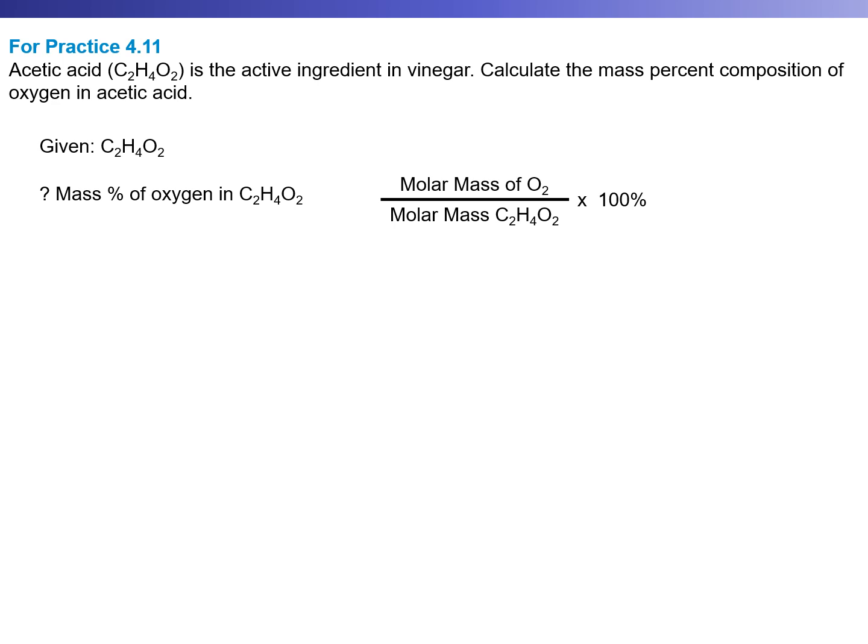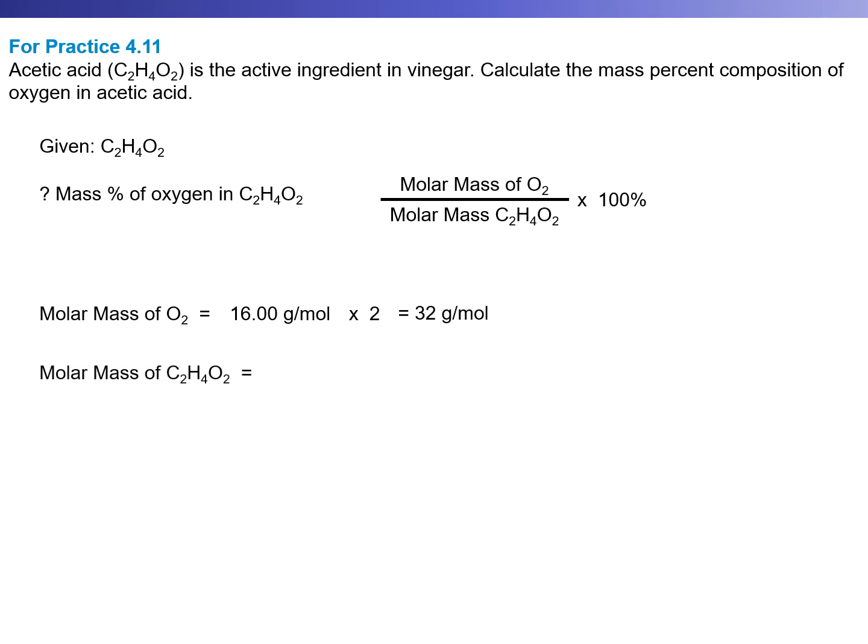What we're going to have to calculate is the molar mass of oxygen and the molar mass of our acetic acid molecule. All right, so for molar mass, we're going to take the molar mass of oxygen, which is 16 grams per mole, and we've got 2 of those. So we're going to multiply it by 2, and that's going to give us a total of 32 grams per mole of our oxygen. That's what our molar mass of oxygen is.